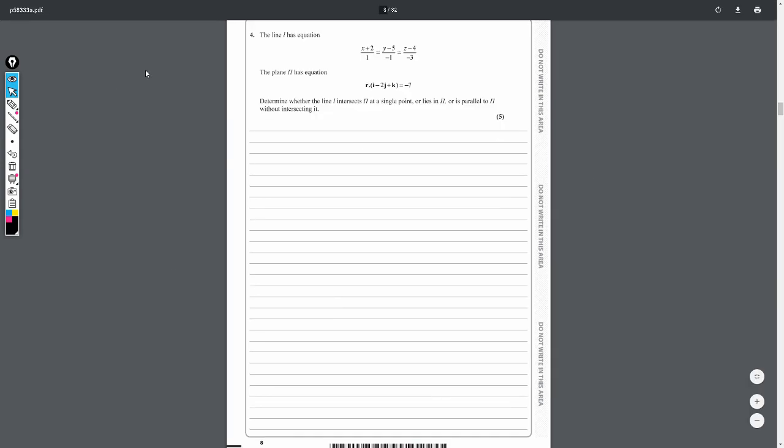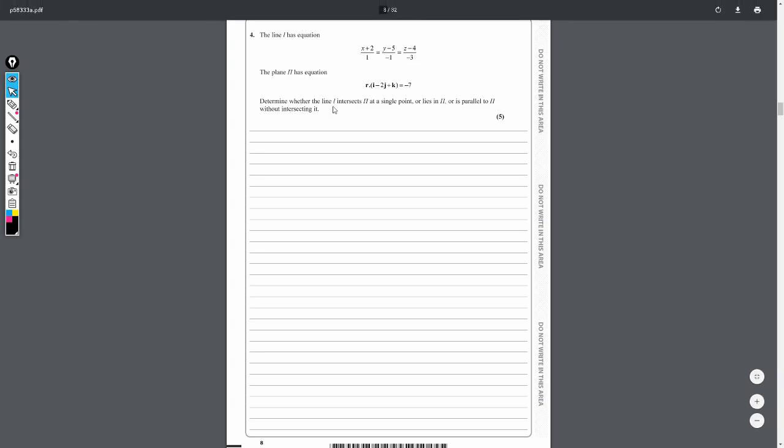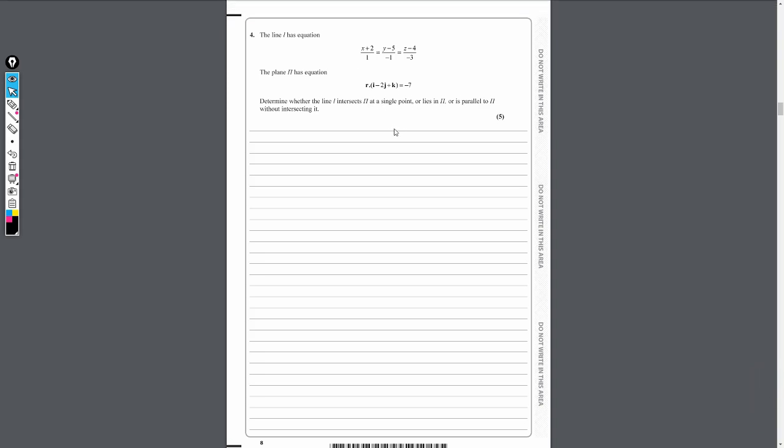Moving on to question 4 now, we have a question here on 3D vectors. It's a pretty brief question, and what it's asking is, can we determine whether the line L with this equation intersects this plane pi at a single point, does it lie in pi, so lie on the plane, or is it parallel to pi without intersecting it? So 5 marks for this. Let's jump straight into it.